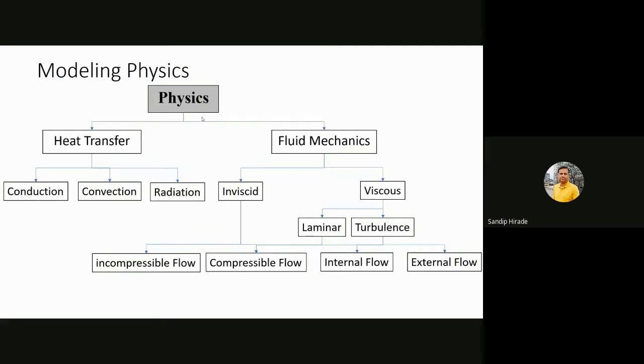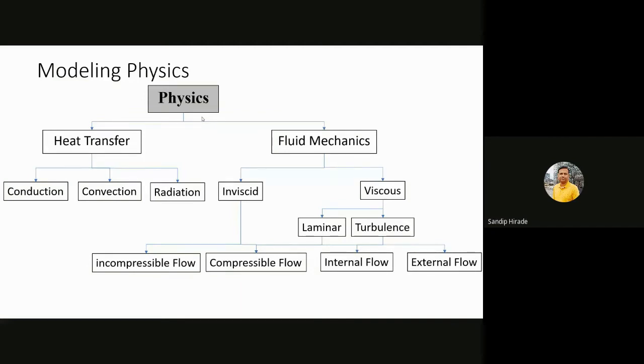Again, if you have only convection or conduction, appropriately you can switch on those models and the rest you can switch off. When you have any type of problem, that can again be divided into inviscid and viscous problems. So again, inviscid have incompressible, compressible, internal flow and external flow. Viscous also have laminar and turbulence, and then again this laminar and turbulence have four types. So that's how you arrive at your physics, and then appropriately you can switch on the models.